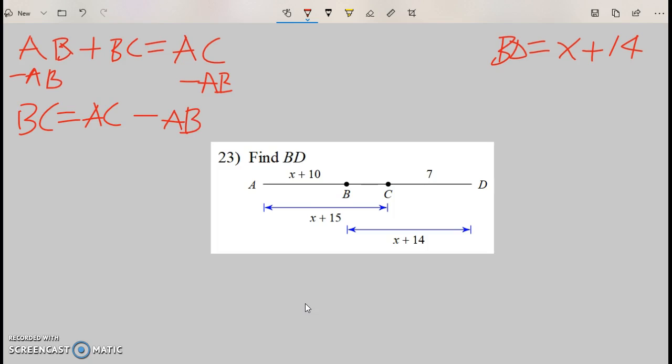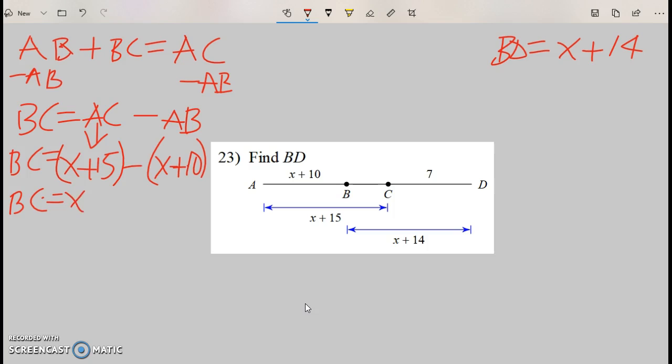Okay, and now we substitute what we have. We have AC, which is X plus 15, minus we have AB, which is X plus 10. Now you have to be careful here. The first one, X plus 15, is okay. For this subtraction, when you subtract anything, you add the opposite of it. So we are adding the opposite of X plus 10.